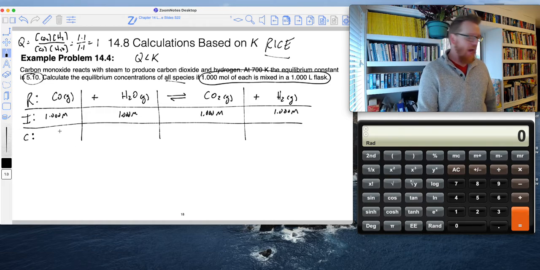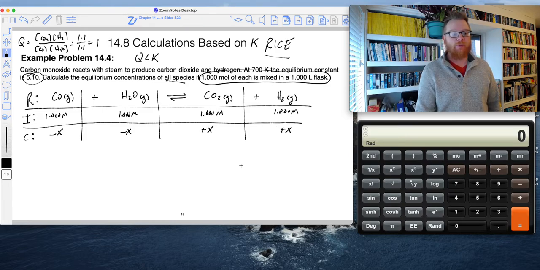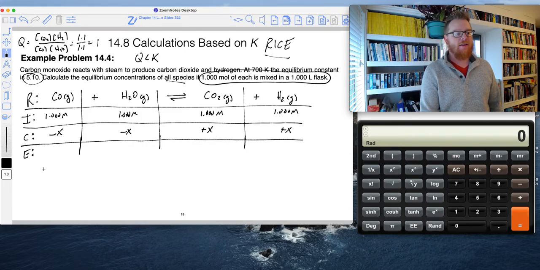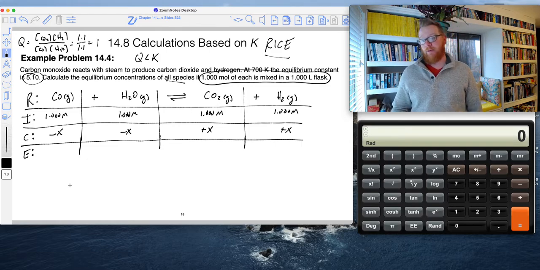Now we know the change. All we're going to do is put it in. Here, that's going to be minus X. This one's going to be minus X. This one's going to be plus X. And this one's going to be plus X. And let's see, I need to extend my grid just a little bit. We're ready for the last column, which is E, and that stands for equilibrium.